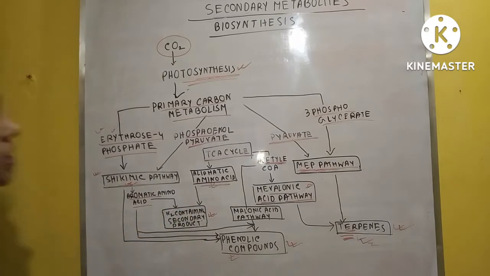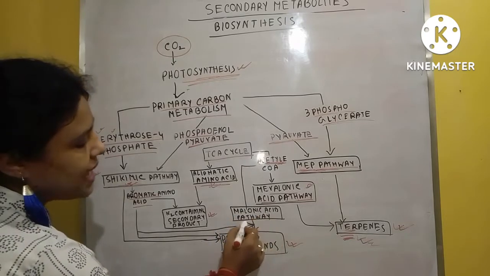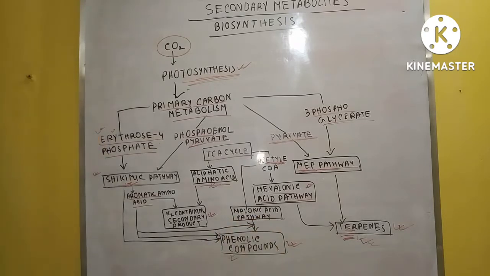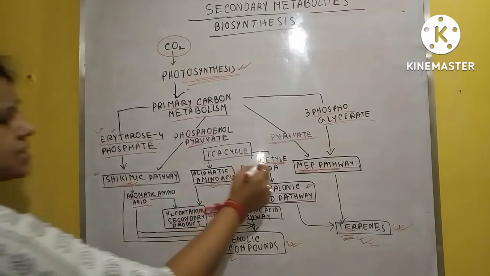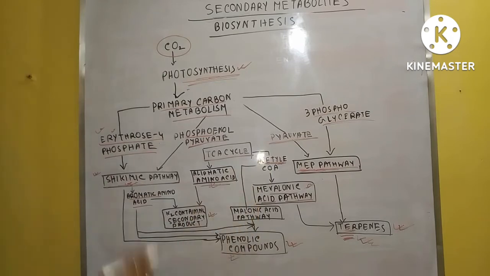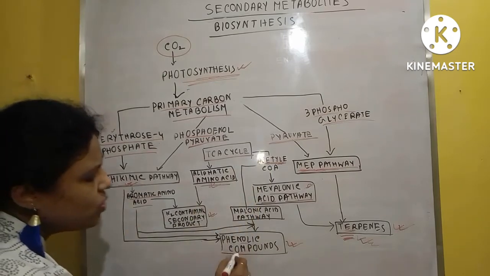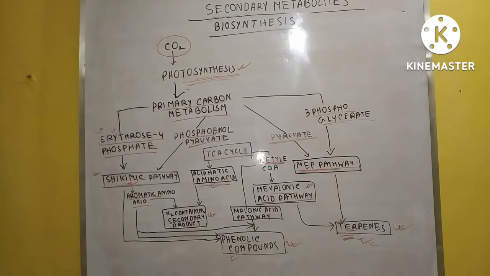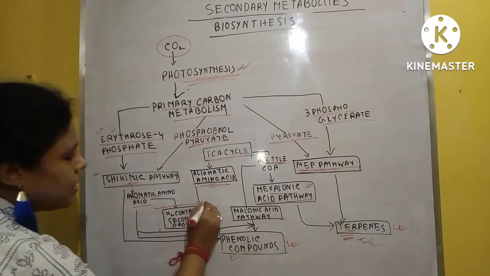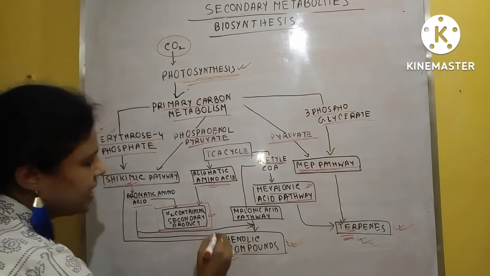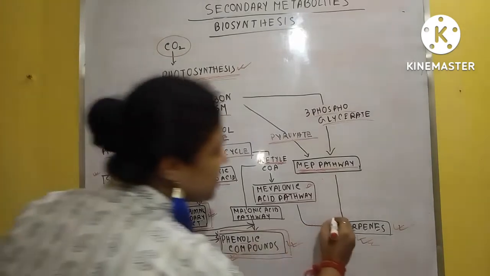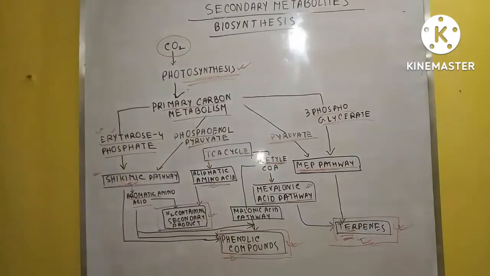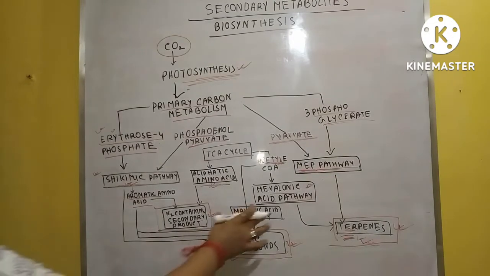And you see here, this is the malonic acid pathway. This malonic acid pathway starts from the acetyl CoA and helps in the formation of phenolic compounds. So the main 3 secondary metabolites are formed in that way. These are the 3 secondary metabolites. Clear? So this is the malonic acid pathway.